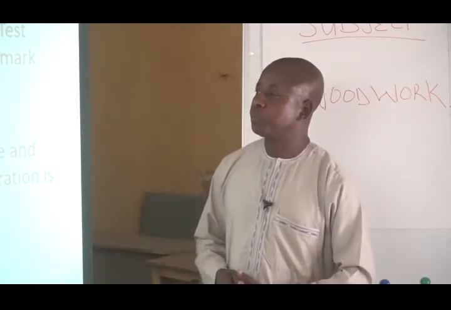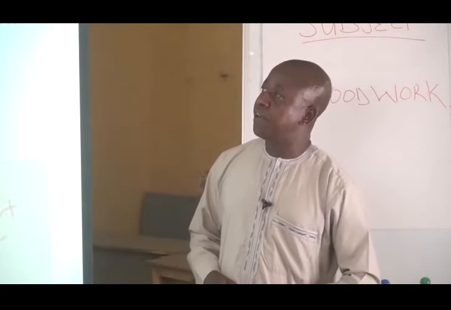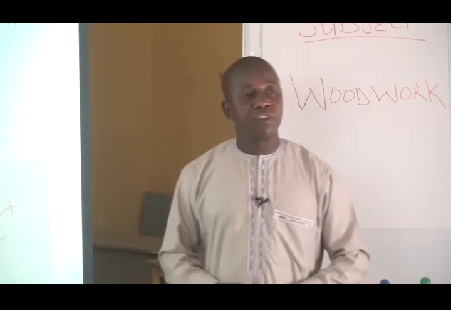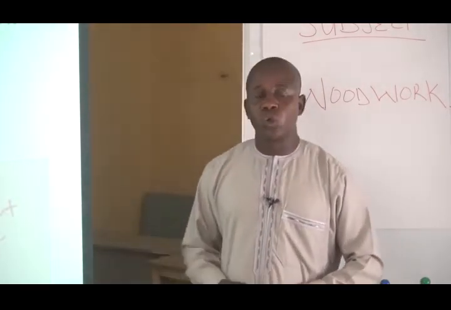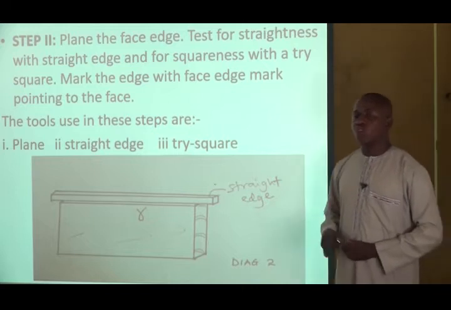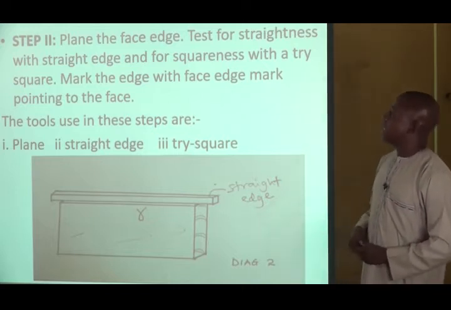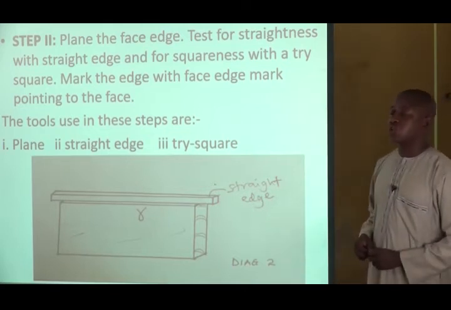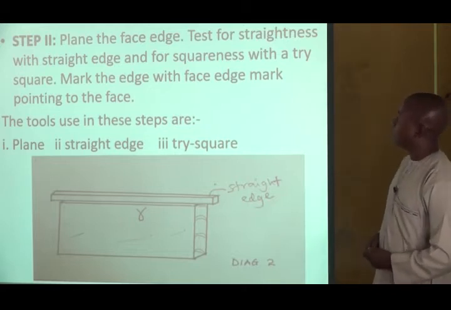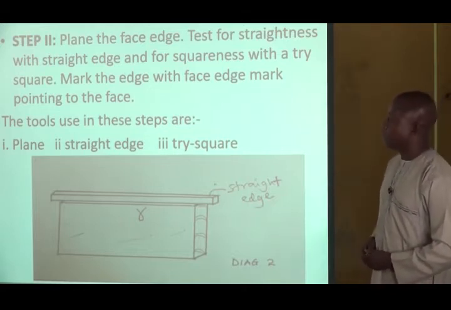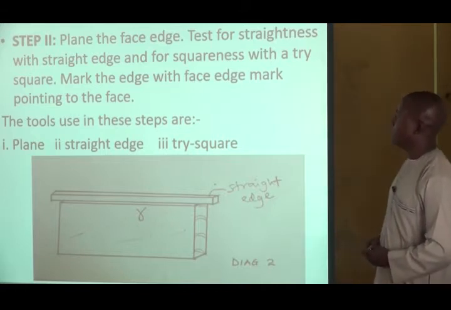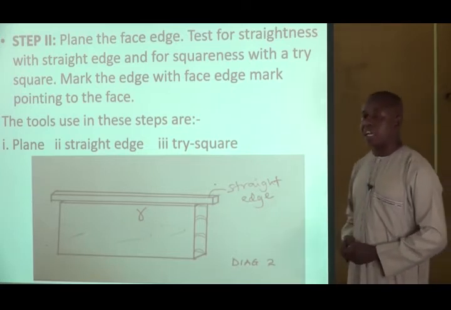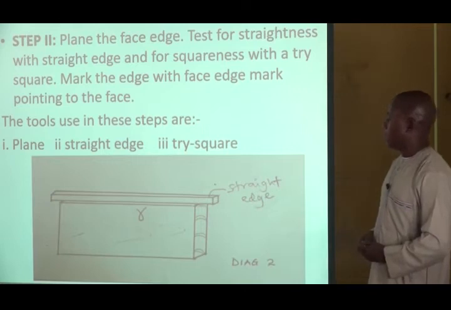Step two, plane the first edge. Remember, in the first step, we are told that our face mark is to be placed in the direction of the next face, that is the edge which the student is to pick. Plane the face edge, test for straightness with a straight edge and for squareness with a tri-square. The straight edge is on the edge of the workpiece.